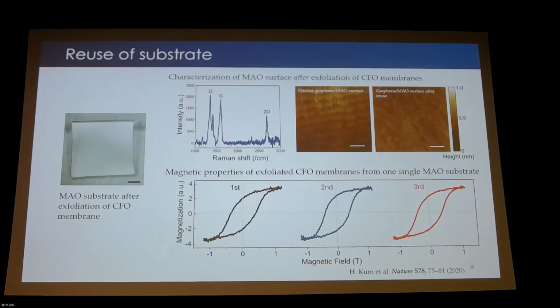We were also able to demonstrate reuse of the substrate. So this is a graphene coated MAO substrate. And on this substrate, we grew CFO epitaxial thin films 3 times and measured its magnetic properties, the hysteresis. And we got identical hysteresis for all 3 films, and also a perfect single crystallinity of all 3 films.